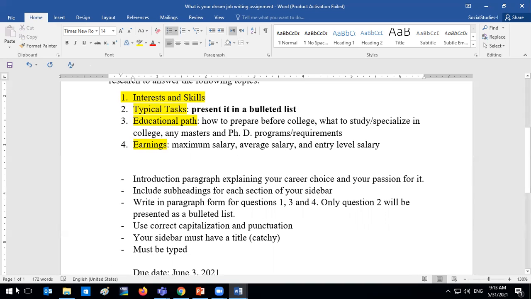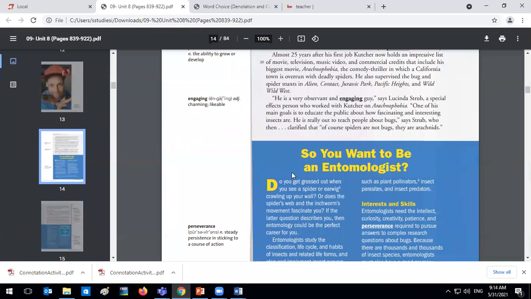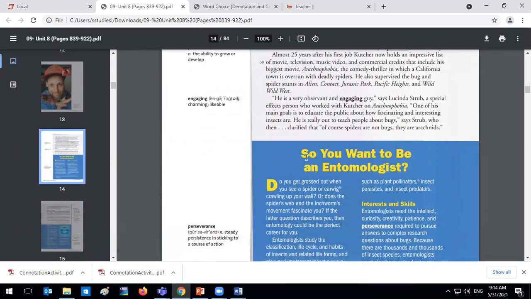Make sure that you use correct capitalization for your headings and your information, and correct punctuation and grammar. This must be typed, so I'm assuming that Microsoft Word is going to pick up on any spelling mistakes, so you should have no spelling mistakes. And of course, you must have a catchy title, just like this one: "All Right, So You Want to Be an Entomologist?" It doesn't have to be in question form. Can you copy the same style as the book? Please do not. Please be creative and come up with your own title.